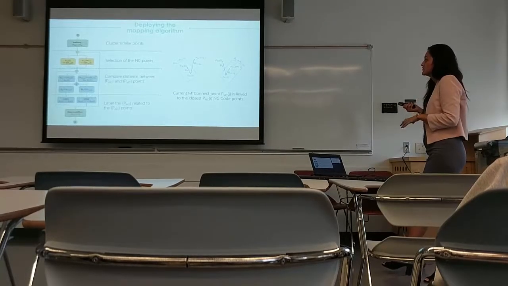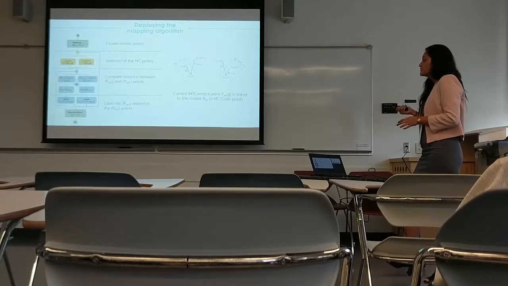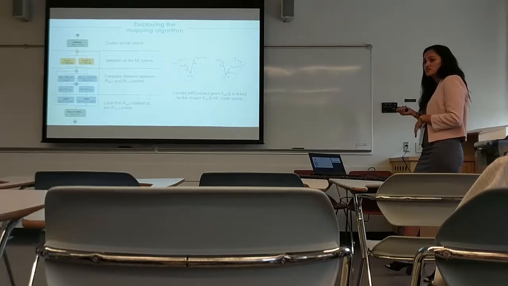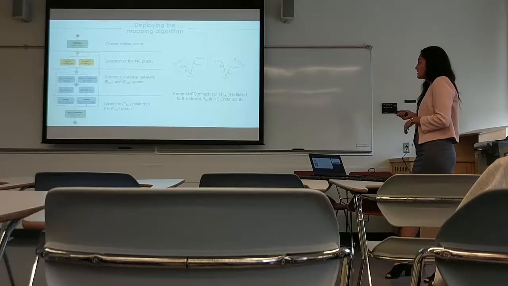So basically, we first have to cluster similar points, then select the NC point that will be compared to the MTConnect point. And once this comparison is made, depending on the distance between those points, we can then label the data, saying that, for example, this MTConnect point will be linked to this NC code.